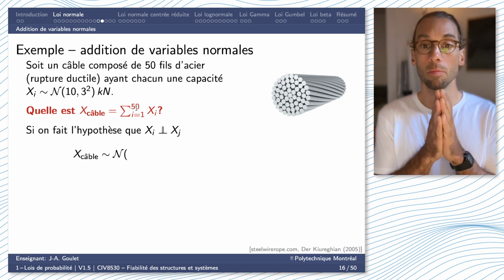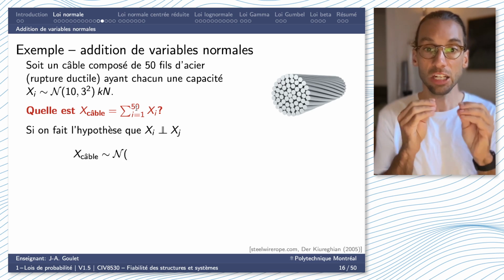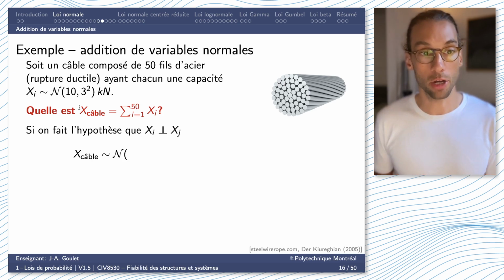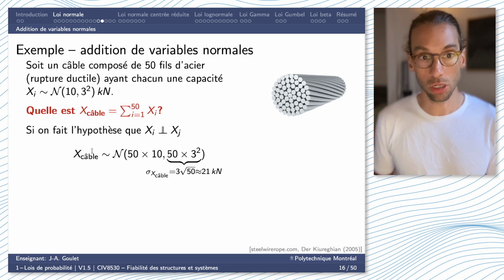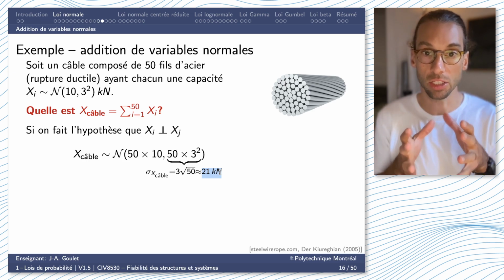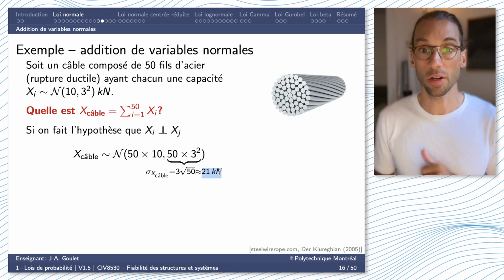So if we use the hypothesis that the resistance of each wire is independent from each other, we're going to model the strength of the cable as a Gaussian, where the expected value is going to be 50 wires times 10 kilonewton, and the variance is going to be 50 times the variance of each wire. If we take the square root to obtain the resulting standard deviation, that's going to give me 21. Okay, so that would be the standard deviation for my cable if the resistance of each wire is independent.